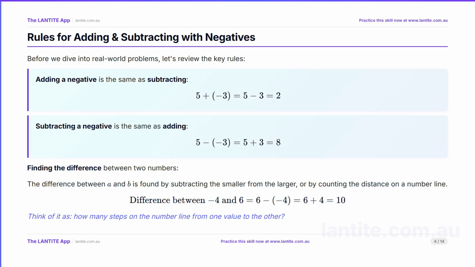To find the difference between two values, subtract the smaller from the larger. -4 to 6. That is 6 minus -4, which is 6 plus 4, giving 10. You can also think of it as counting the steps on the number line from one value to the other.